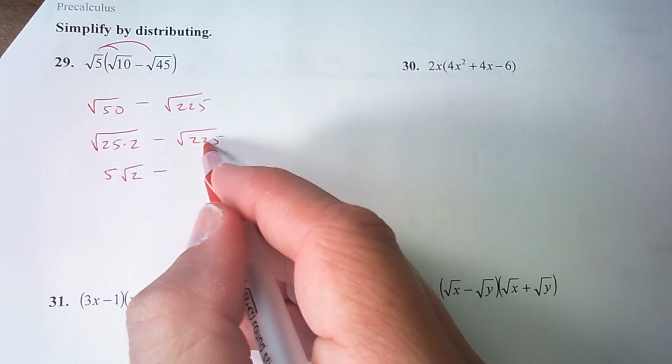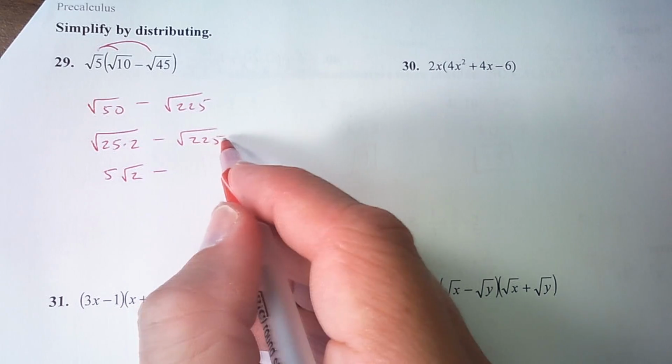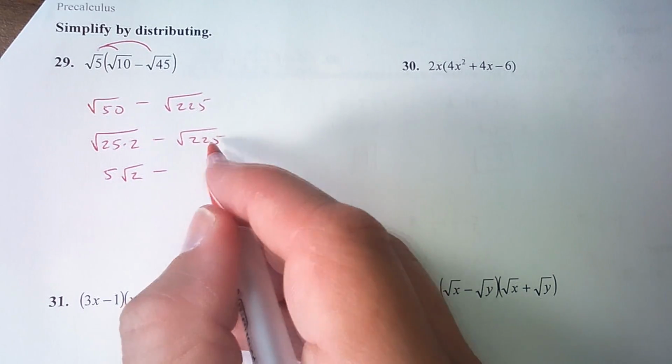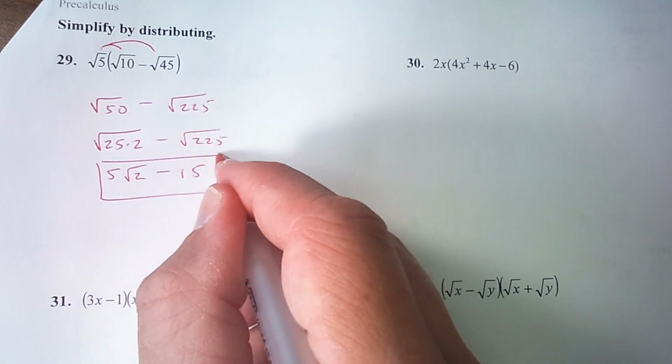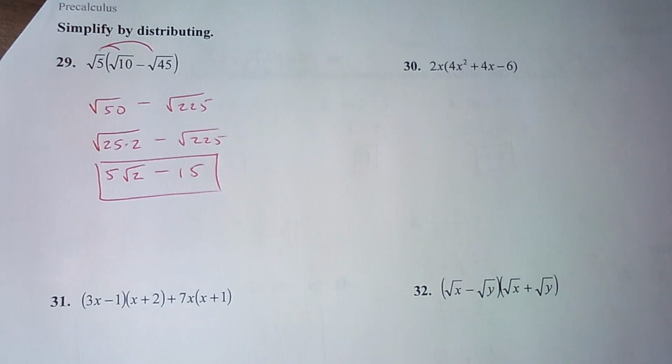And 225 is also a square number. It is 15 squared. So the square root of 225 is 15. So that is going to be our final simplification.